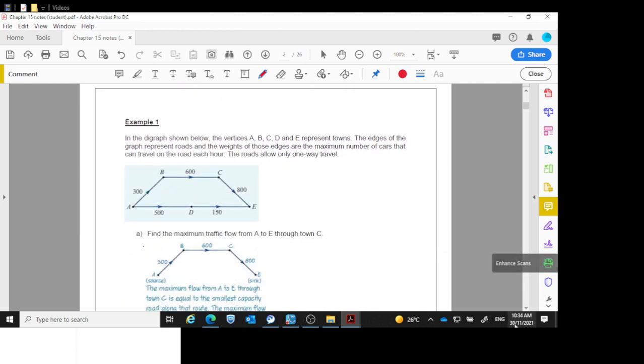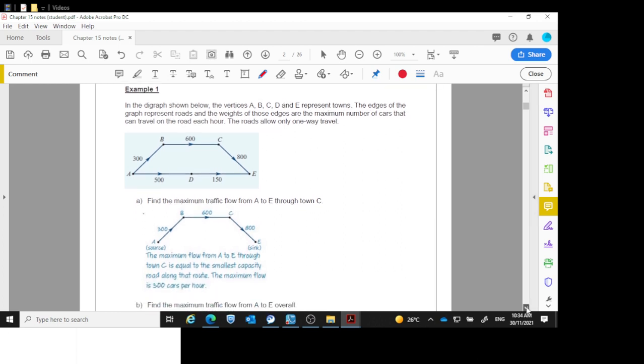Example 1 says: in the diagram shown below, the vertices A, B, C, D and E represent towns. The edges of the graph represent roads, and the weights of these edges are the maximum number of cars that can travel on the road each hour. The roads allow only one-way travel. We can see that because there is an arrow on the roads. There is a direction. Part A, find the maximum flow from A to E.